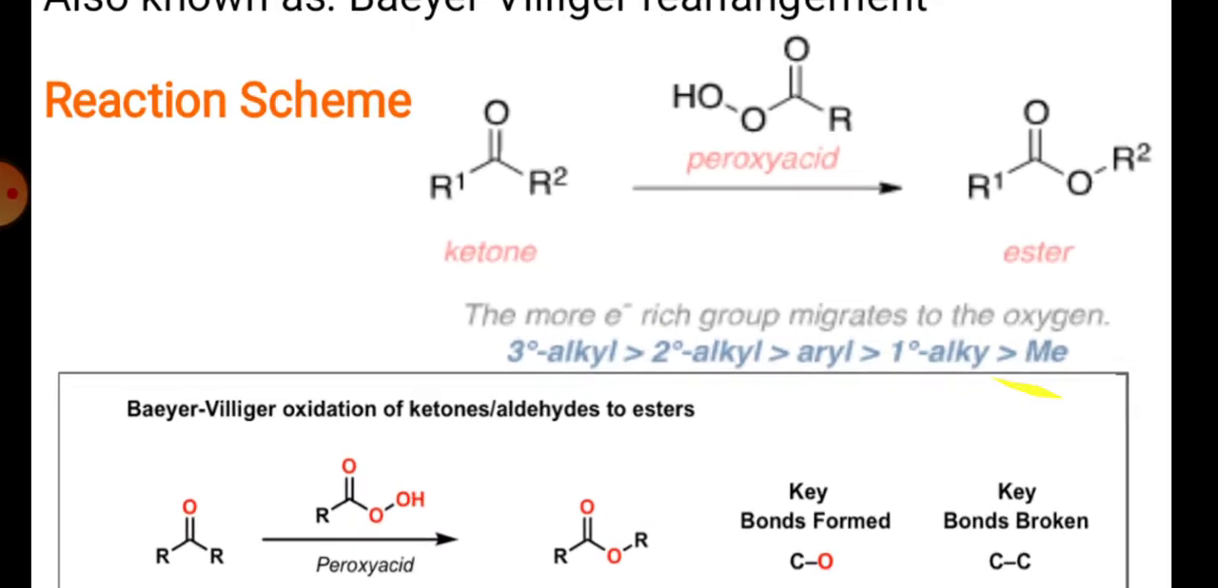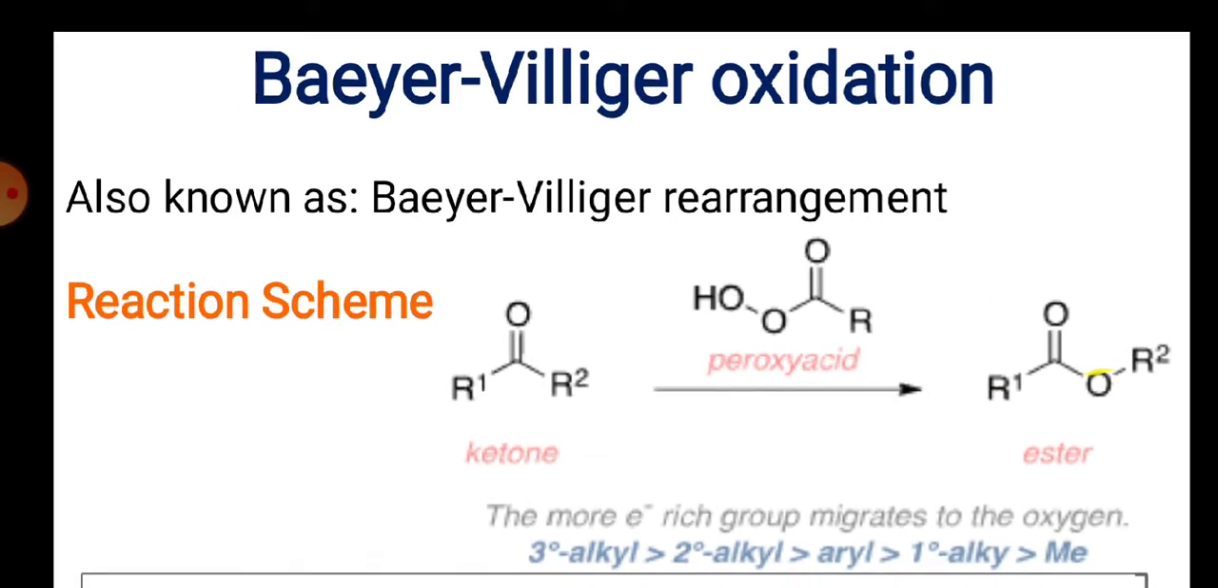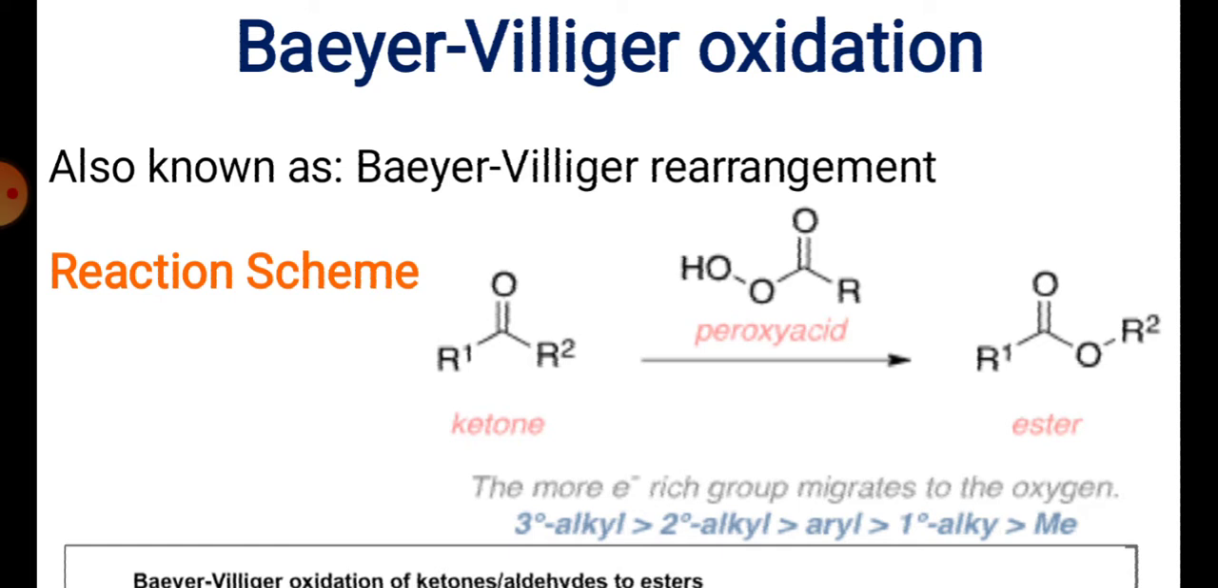So first of all, this is the Baeyer-Villiger oxidation. It is also called the Baeyer-Villiger rearrangement reaction. So what is a rearrangement? A rearrangement is nothing but the migration of an atom or a group from one center to another center within the same molecule, along with its bond. Such a reaction is called a rearrangement reaction, and this Baeyer-Villiger oxidation is an example of a rearrangement reaction.